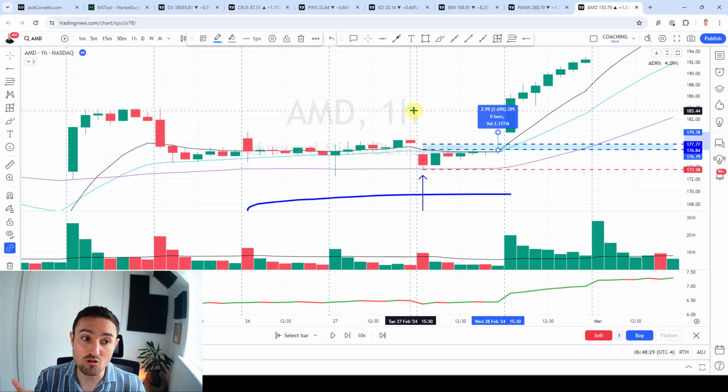Your routines are really, really, really important. Think about what are you doing on a daily basis for your trading. What are your trading routines? What are you doing on a weekly basis? When do you do your scanning? When do you plan your trades out? Do you not plan your trades out? That might be an issue.